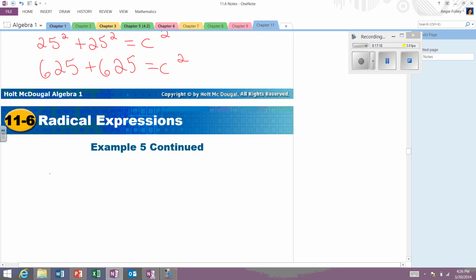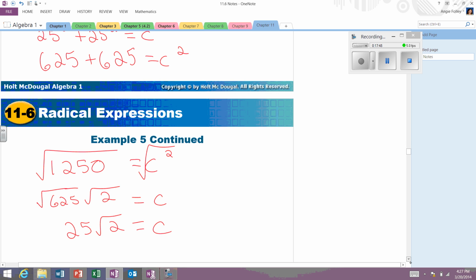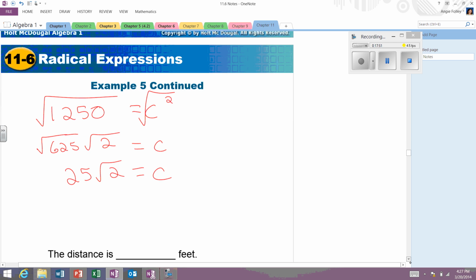625 plus 625 becomes 1250. Now, sorry, I already drew this. In order to get the c by itself, I need to take the square root of 1250. However, there is no perfect square root of 1250, but you can split this up into the square root of 625 times the square root of 2. And then the square root of 625 is 25, and we leave the 2 under the radical. So your answer should be 25 radical 2 feet.